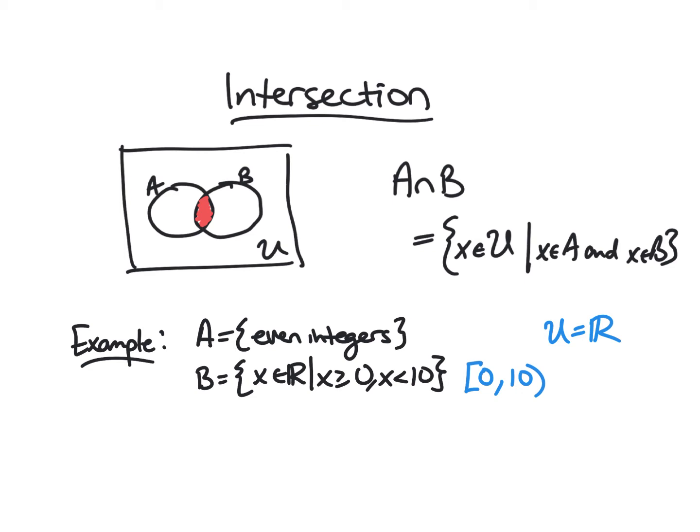And so what would our intersection be? Well, I look inside this interval from 0 to 10, and I'm picking out the even integers, because it's got to be both in A and in B. So it's in this interval, and it's an even integer. So I've got 0, 2, 4, 6, and 8. And so that would be my intersection in this case.